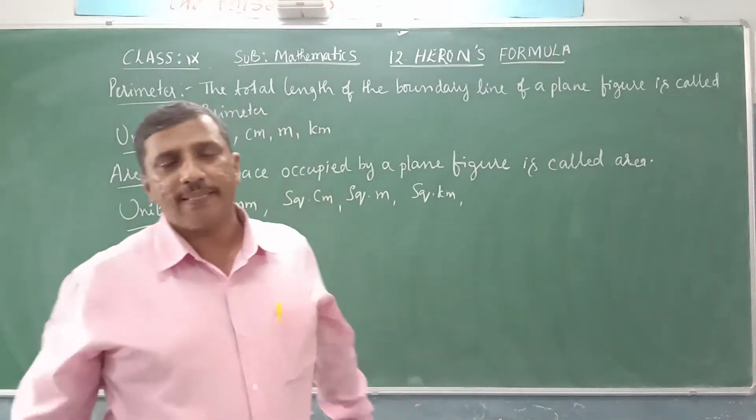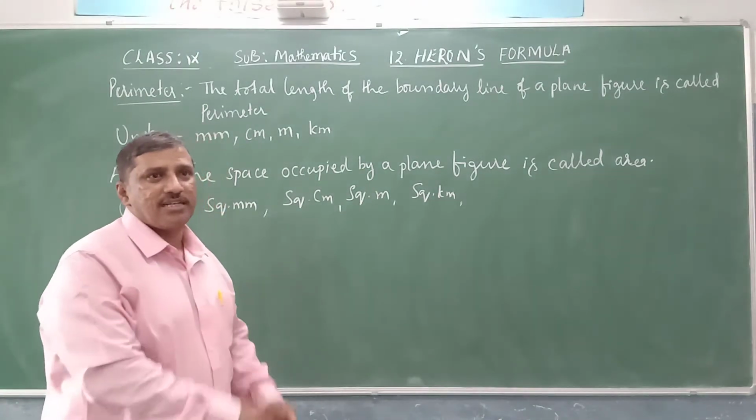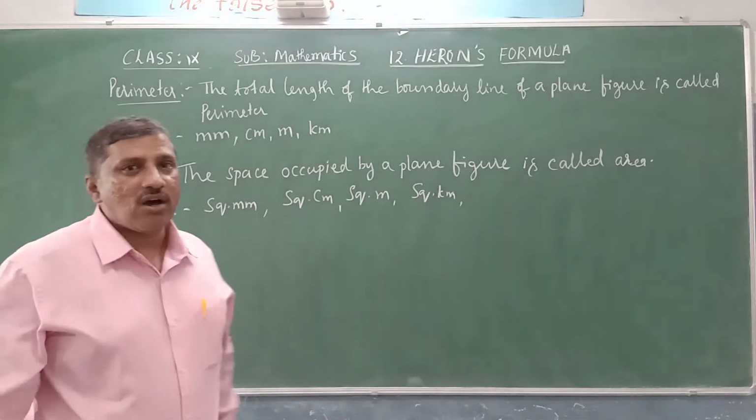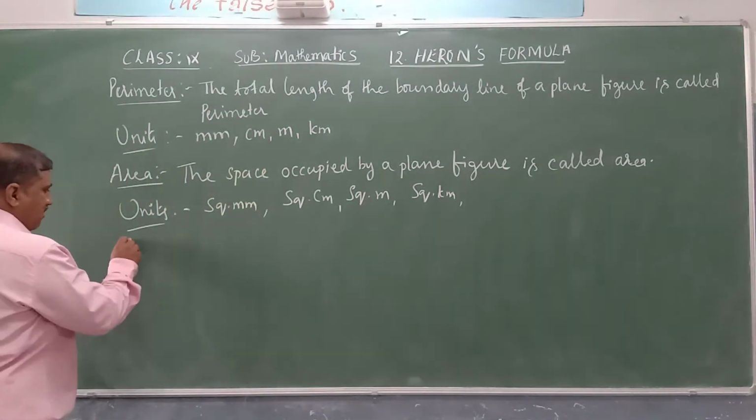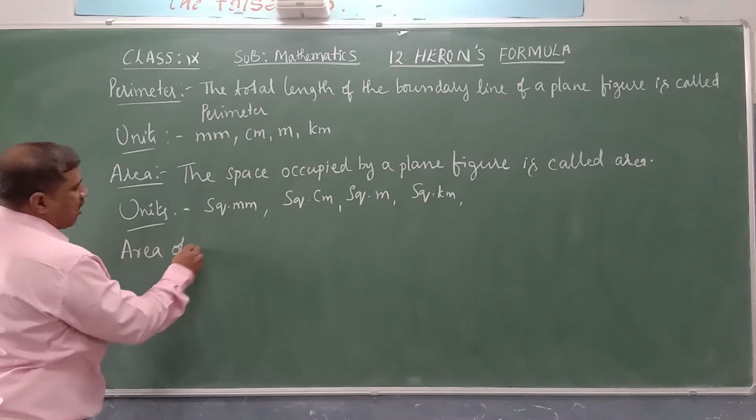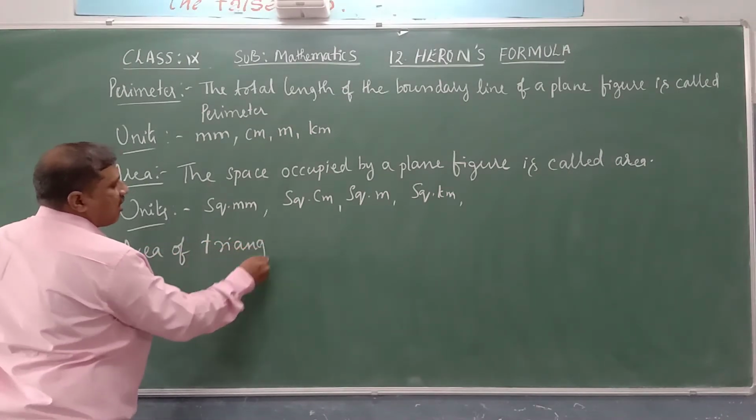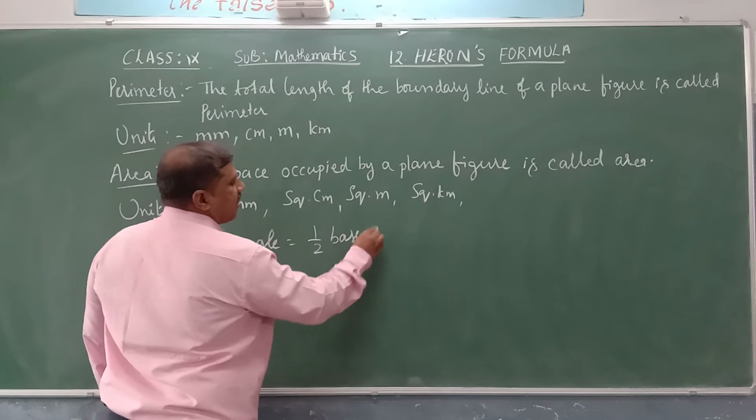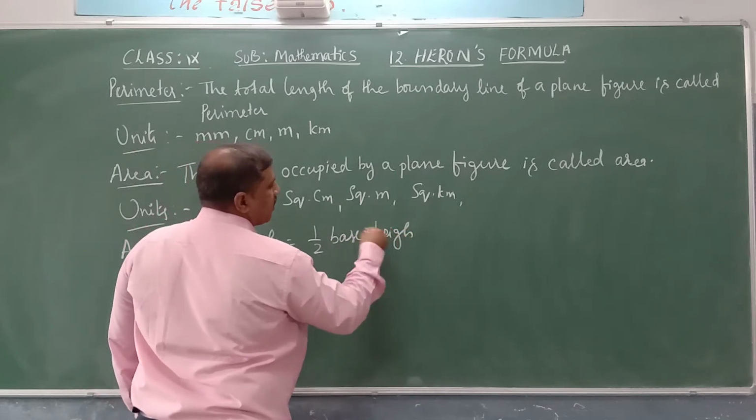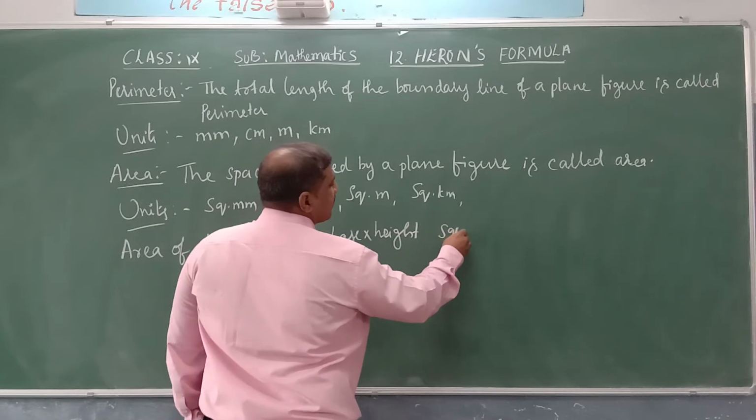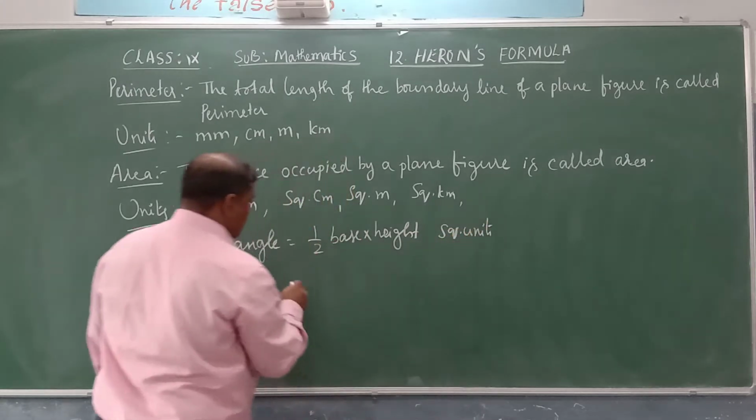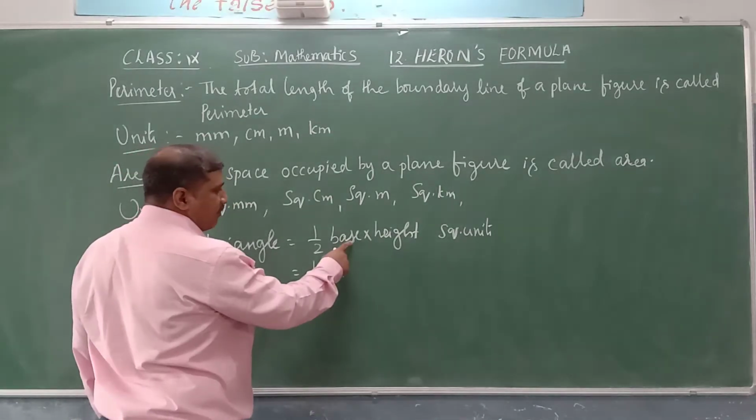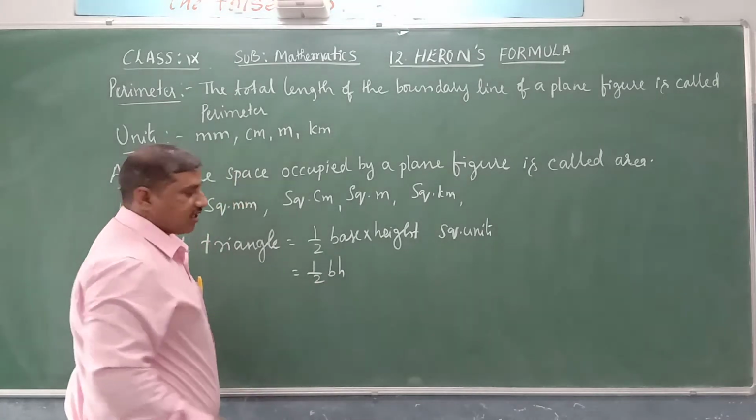So this is the introduction of perimeter and area, which we studied in the previous classes. In this class we are going to study how to find the area of a triangle. In previous classes we studied that the area of a triangle is half into base into height square units, or symbolically half BH, that is half into B into H. B stands for base, H stands for height or the altitude.